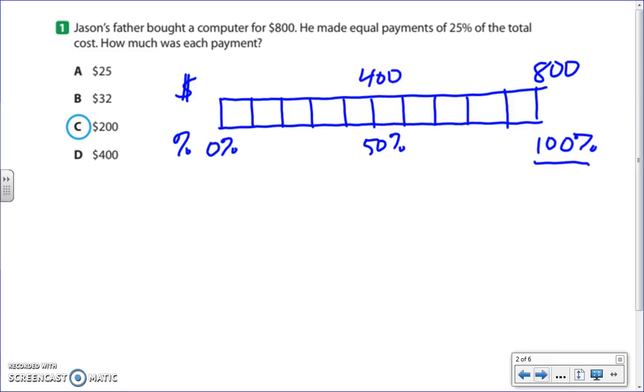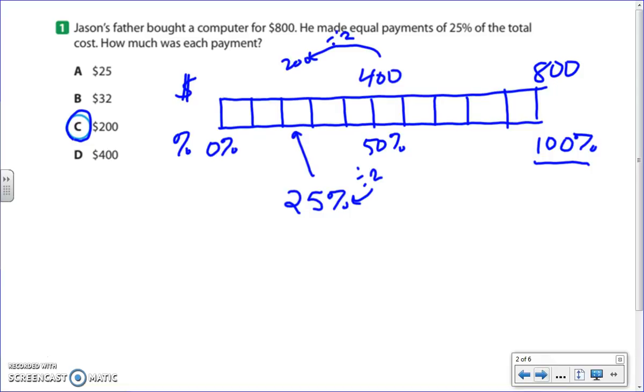I'm going to start by taking half of 800 because half of 100% is 50%. So now half of 800 would be 400. I know that 25% is half of 50%, so I know that 25% would be half of 400. It would be somewhere in here. It would be half of 400 because I know 50% divided by 2 would be 25%. So 400 divided by 2 would be 200. And so that's one way we could have had the answer.